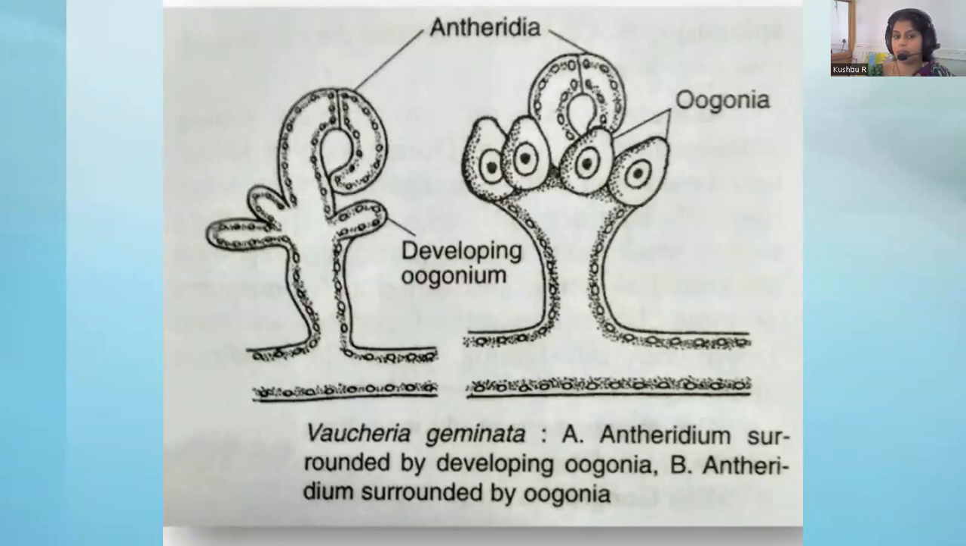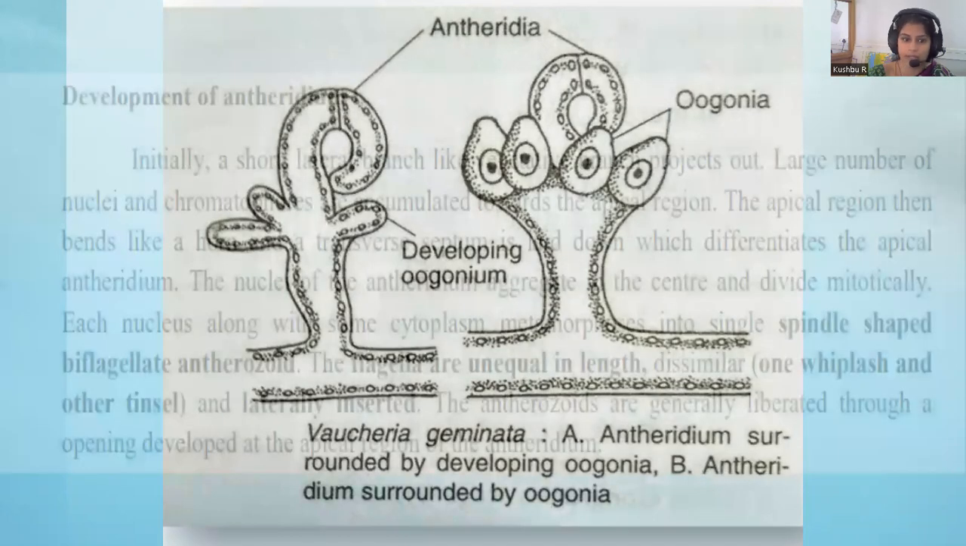These antheridia are generally surrounded by oogonia like this. This is an example of a monoecious condition, where antheridium and oogonium are present in the same thalli or very close to each other.